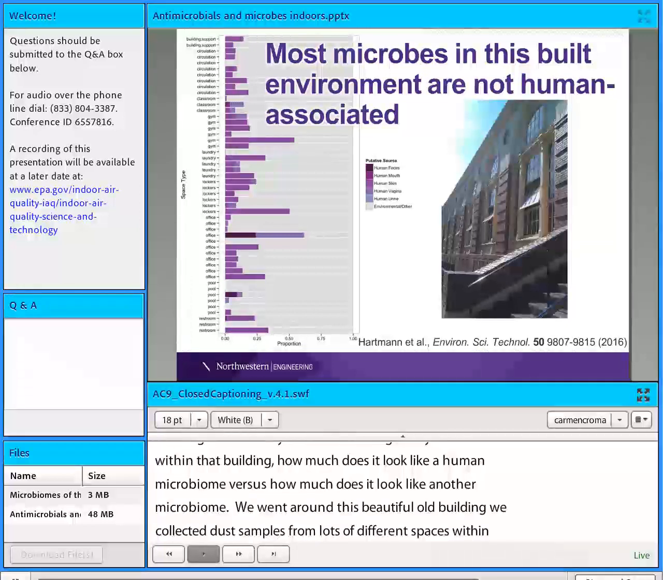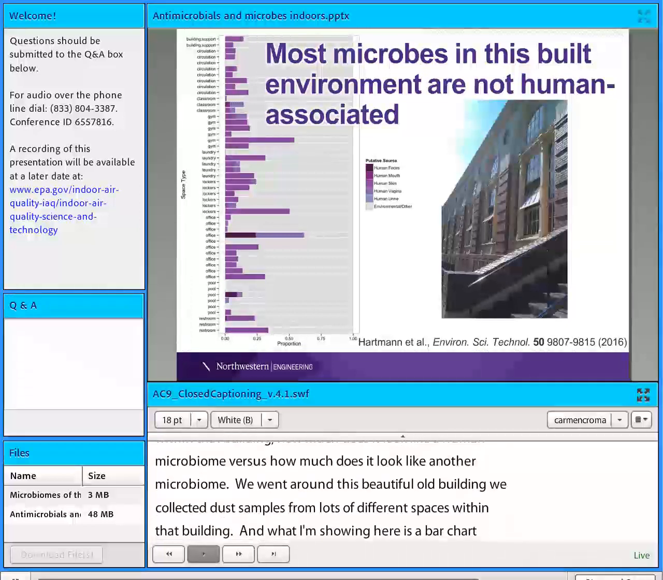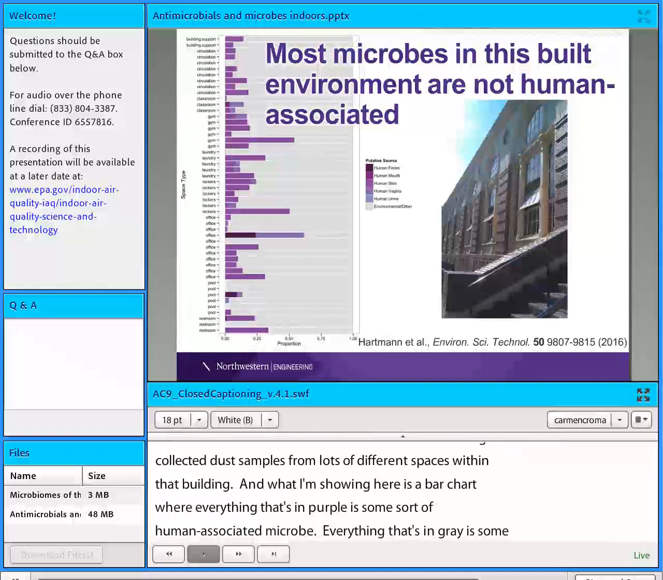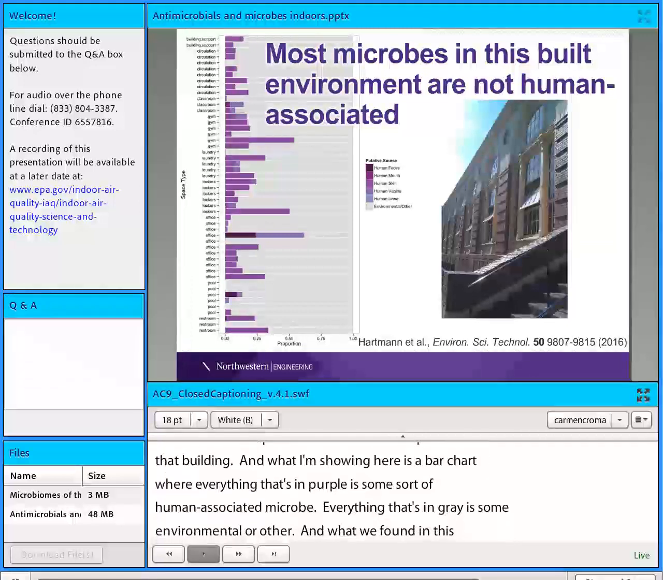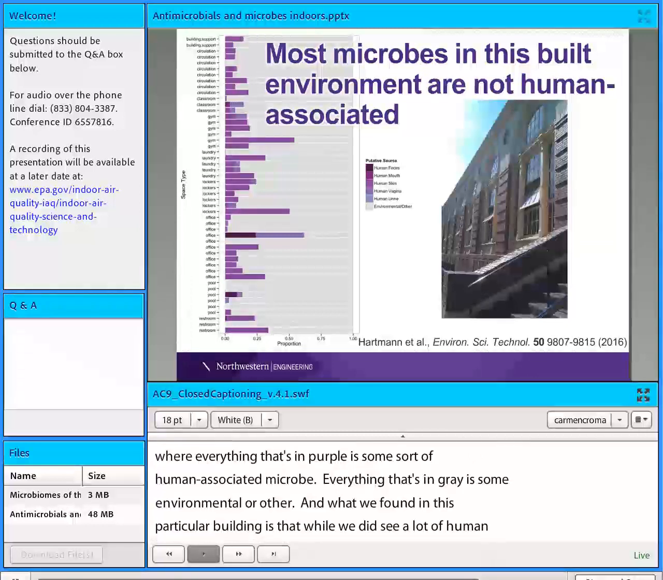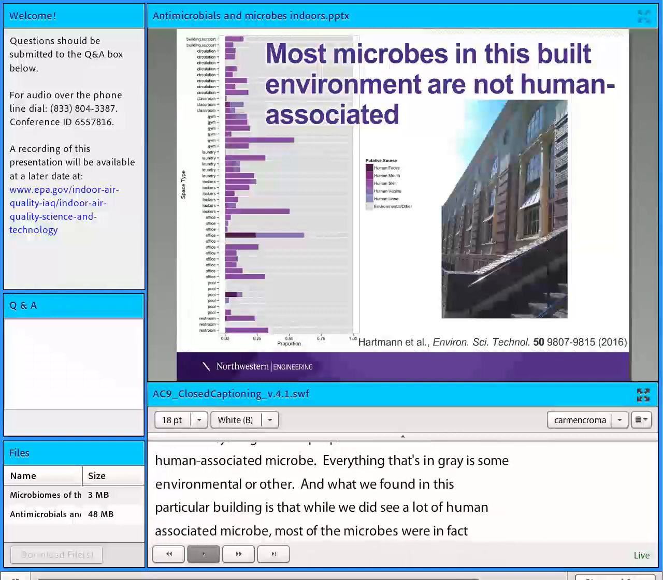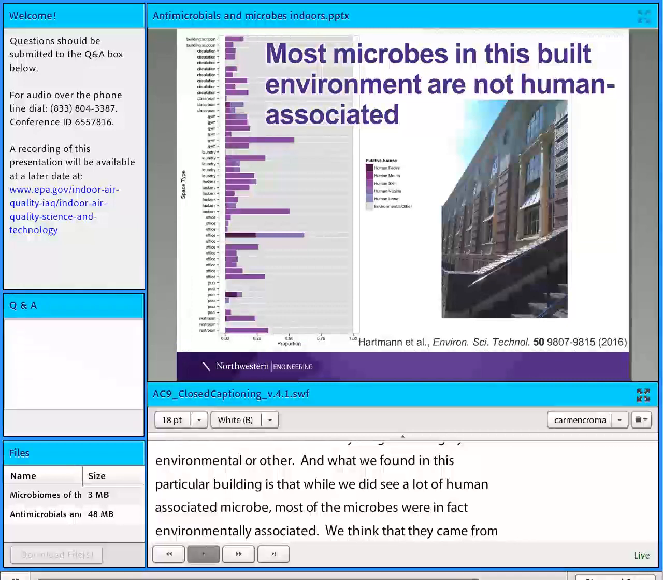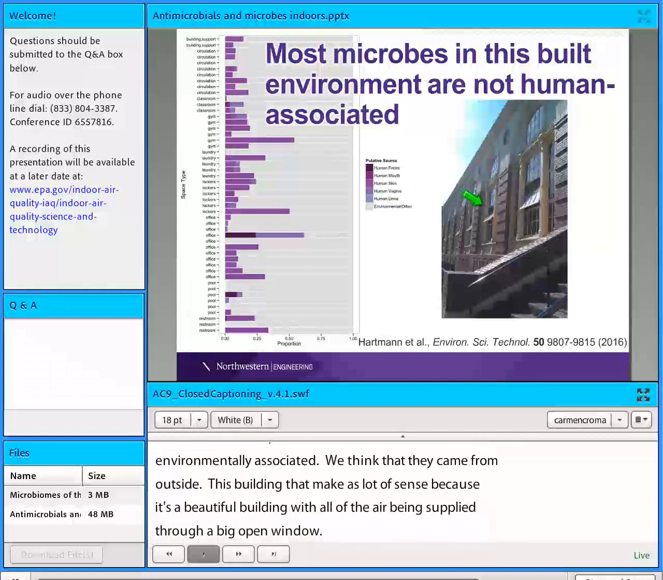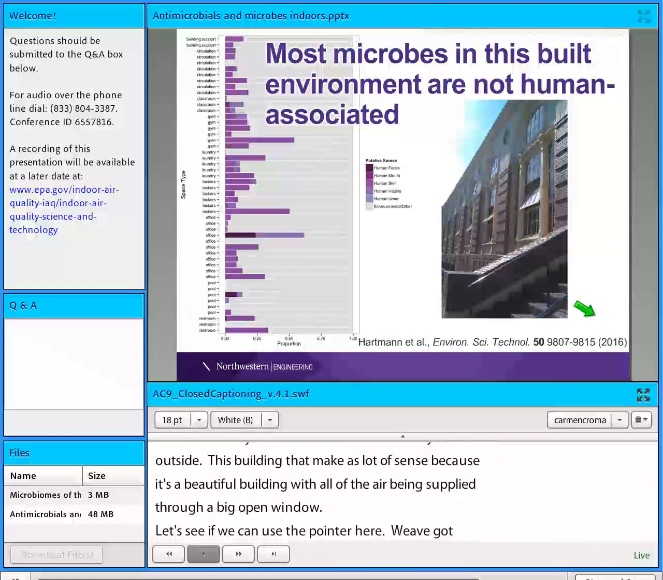And what I'm showing here is a bar chart where everything that's in purple is some sort of human-associated microbe, and everything that's in gray is some sort of environmental or other. And what we found in this particular building is that while we did see a lot of human-associated microbes, most of the microbes were, in fact, environmentally associated. So we think that they came from outside. And in this building, that makes a lot of sense because it's a beautiful old building with all of the air being supplied through these big open windows. Let's see if I can use the pointer here. So we've got these gorgeous windows that are open to let in lots of outdoor air.